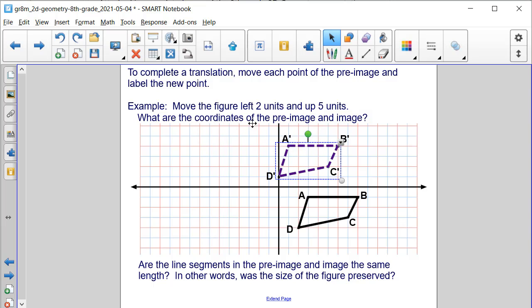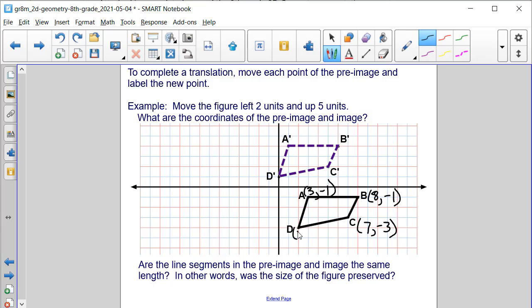And then what are the coordinates of the pre-image and image? Okay, let's actually look at these. So for our pre-image, point A has the coordinates 3, -1. Point B has the coordinates 8, -1. Point C is at 7, -3, and point D is at 2, -4. And now what are the coordinates of the image?